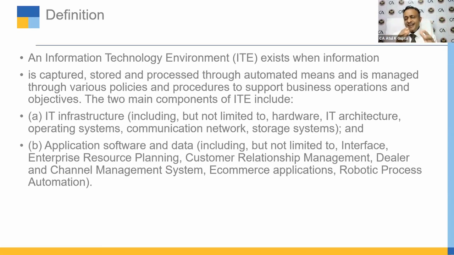I'll read and then I'll ask a question. ITE is when information is captured, stored, and processed through automated means, and is managed through various policies and procedures to support a business operation and objective. The main components of IT include the infrastructure, including hardware, the technology architecture, the operating system, communication network, storage systems, and application software and data, not limited to interfaces between ERPs, CRMs, dealer channel management, e-commerce, and robotic process automation.